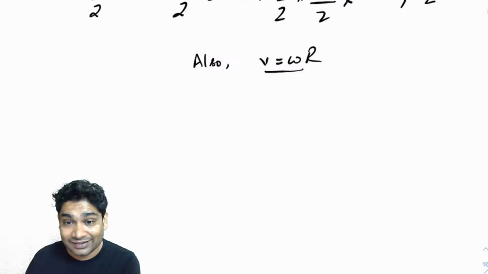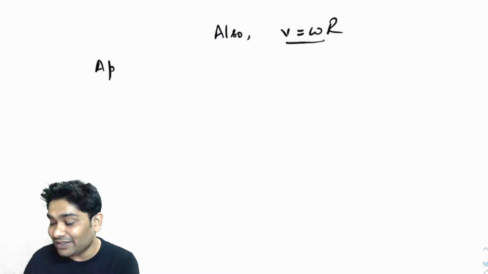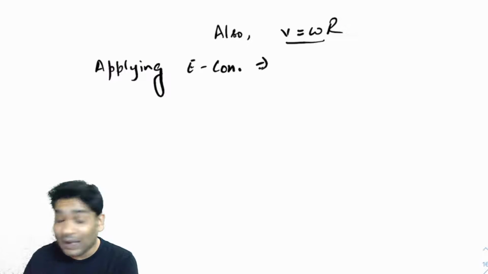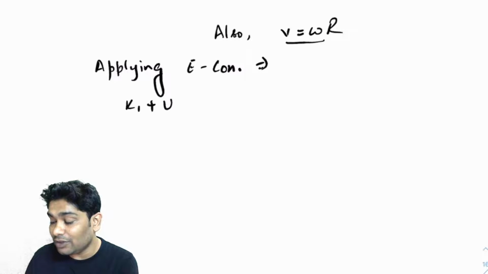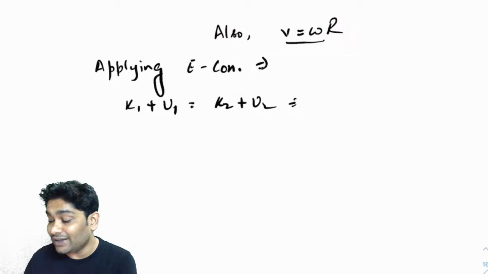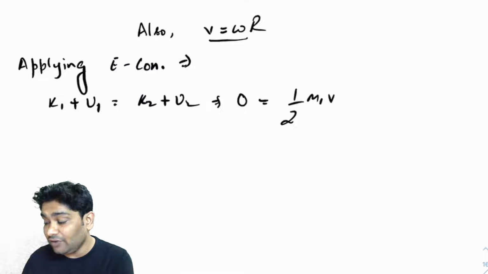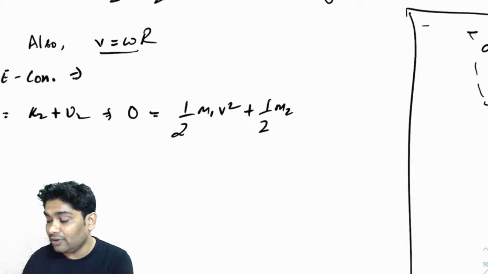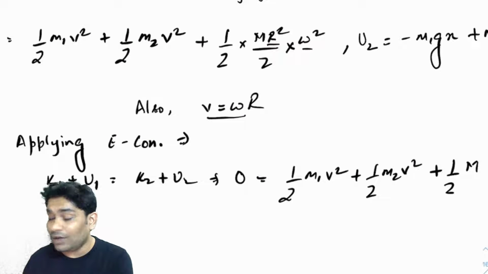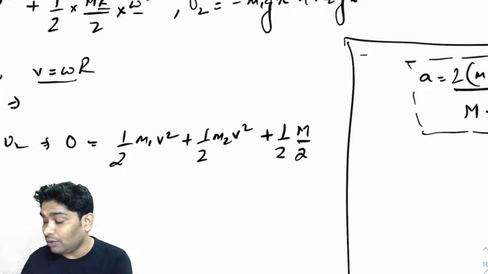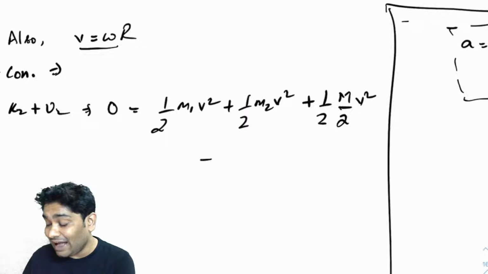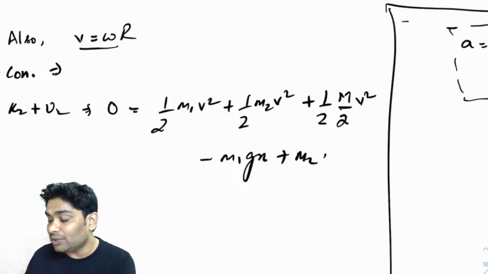So let's see what that gives. Alright. So let's apply energy conservation. Applying energy conservation, I can say that K1 plus U1 should be equal to K2 plus U2. Alright, let's start substituting values. On the left hand side, I'll have all zeros. This should be equal to half M1 v square plus half M2 v square plus half M R square omega square over 2. Now you realize I will substitute R square omega square as v square. So half M by 2 v square. And then I have minus M1 g x and plus M2 g x.